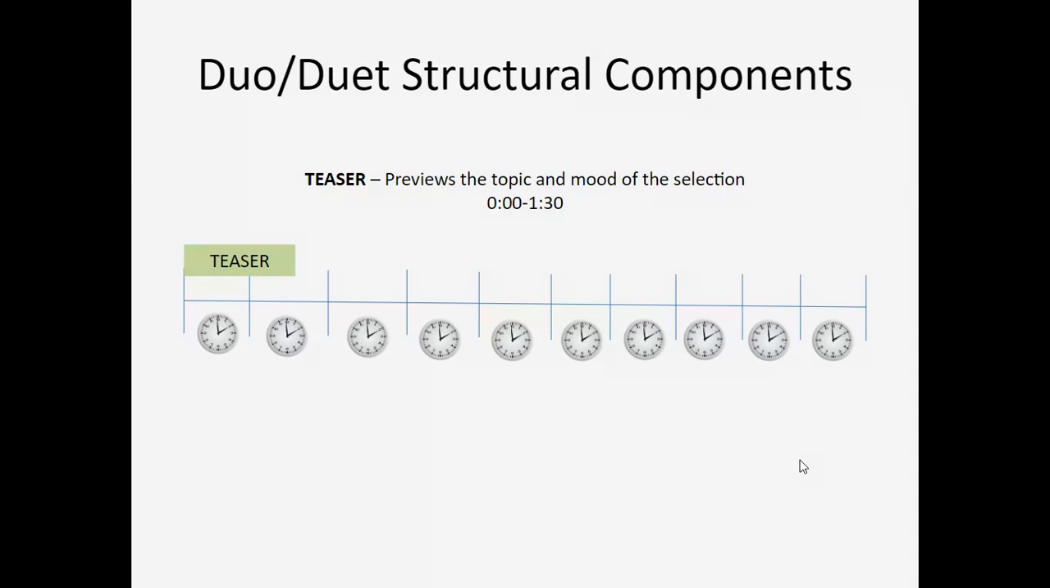So our first component is called a teaser. Our teaser sort of previews the topic and the mood of the selection. A lot of times students will use the first 30 seconds to a minute 30 of the script in order to tease us. And it gives us just a little bit about what the script's going to be about. And that is what we call our teaser. For a shorter script, it might only be 30 seconds. For longer scripts, like 10 minutes, you can go up to a minute 30 on that.